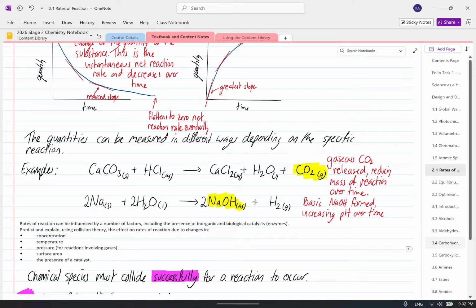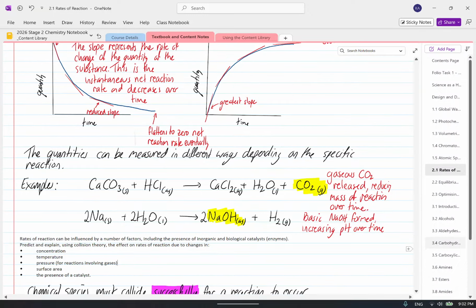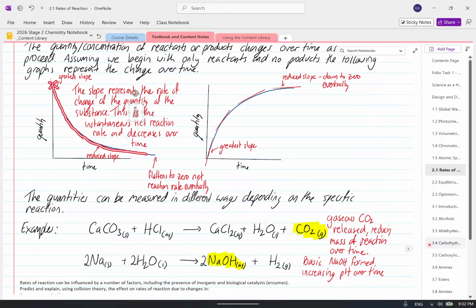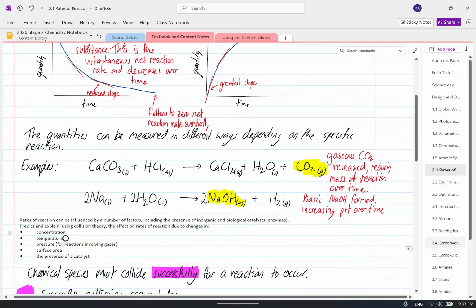So in this particular case, as long as we have enough hydrochloric acid, we would keep dissolving our calcium carbonate until there's none left. So our reaction quantity up here would start at the greatest amount and it would decrease over time till, assuming there's enough hydrochloric acid, our calcium carbonate went to 0. As I said, we could measure that using the mass of our reaction mixture. So the mass would be the maximum at the start and that would decrease over time.